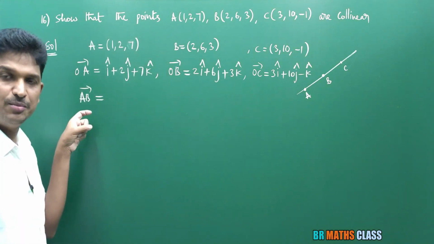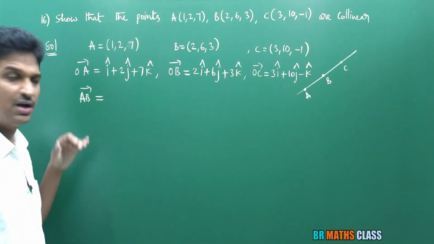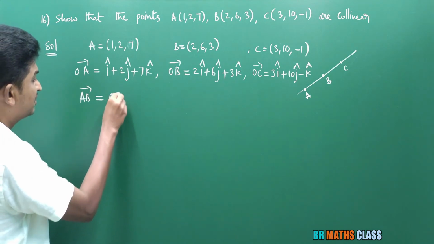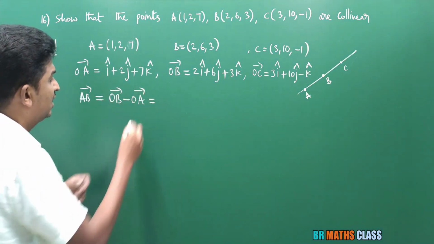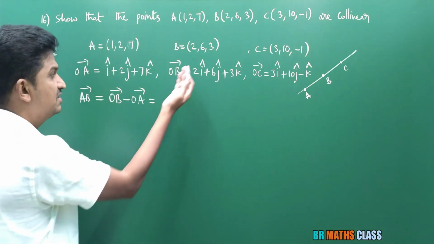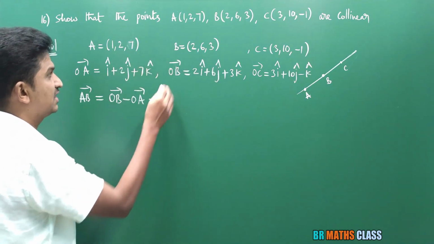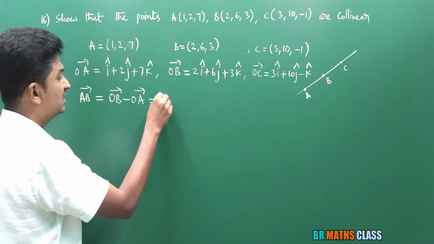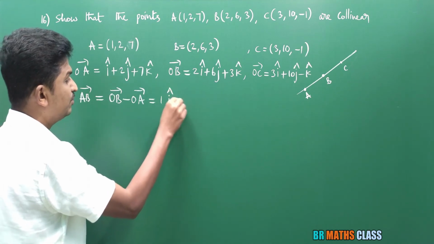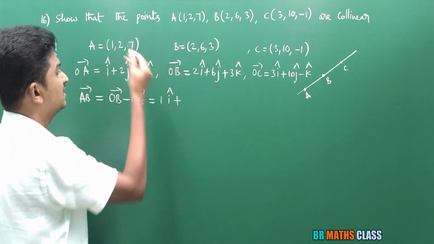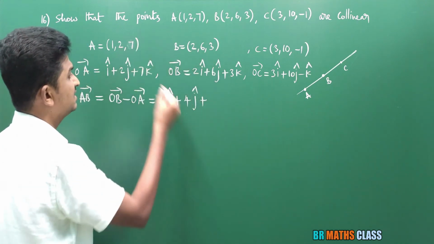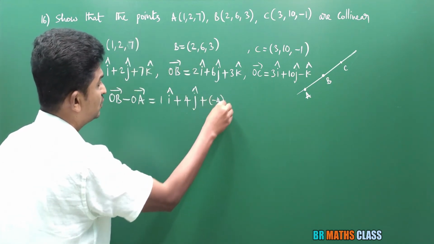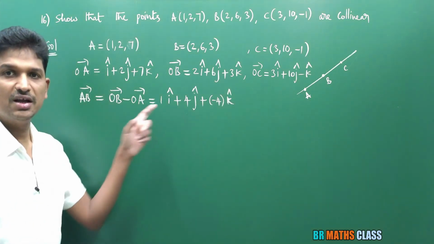How to calculate AB bar? What is the formula for AB bar? This AB bar can be written as OB bar minus OA bar. That means this vector minus this vector. See here, 2 minus 1, that is 1, 1 into i cap, plus 6 minus 2, that is 4, 4 into j cap, plus 3 minus 7, that is minus 4 into k cap. This is the vector AB bar.